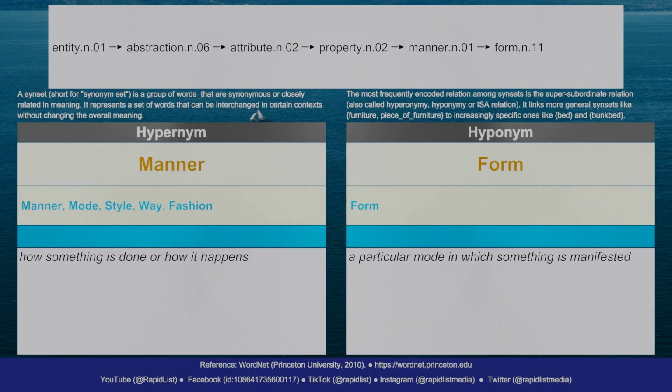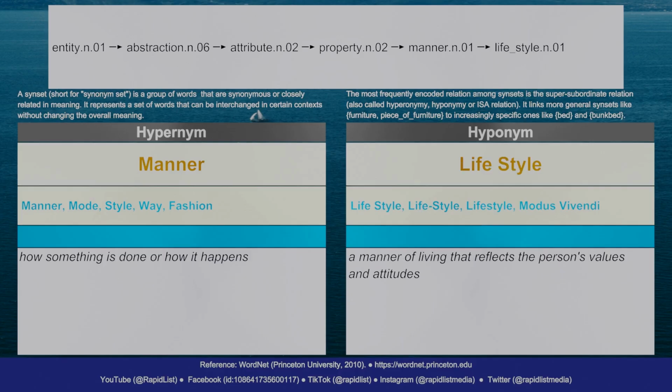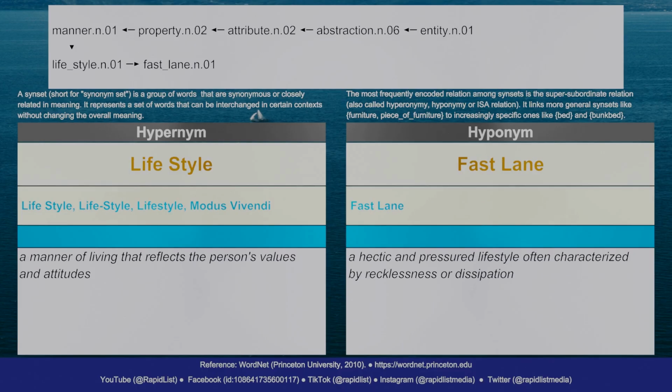Form. A particular mode in which something is manifested. His resentment took the form of extreme hostility. Lifestyle. A manner of living that reflects the person's values and attitudes. Fast lane. A hectic and pressured lifestyle often characterized by recklessness or dissipation. Life in fashion's fast lane has taught her a lot.